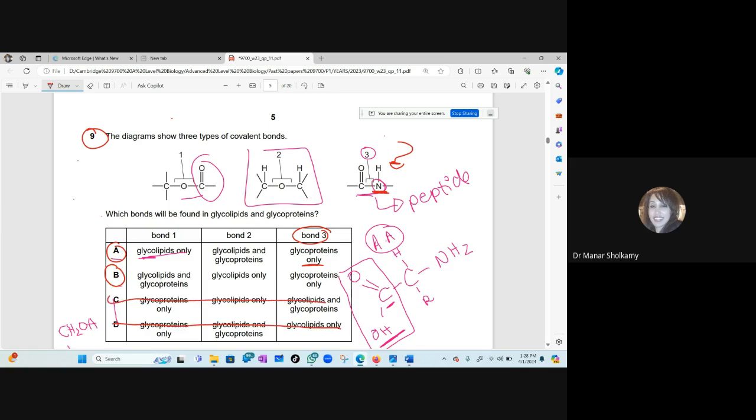Okay? Now let's look at bond 1. This C with a double bond to the O is found in fatty acids and found in amino acids. But here there is no nitrogen. So this is a lipid. So that is why A will take us to glycolipids only. So this is going to narrow us down to option A. Let's go to bond 2. This bond, this is a sugar. Carbon bonded to oxygen and then to another carbon here. This sugar itself can bond with a protein or bond with a lipid. That's why bond 2 can be glycolipid or glycoprotein. And the answer for 9 is A.